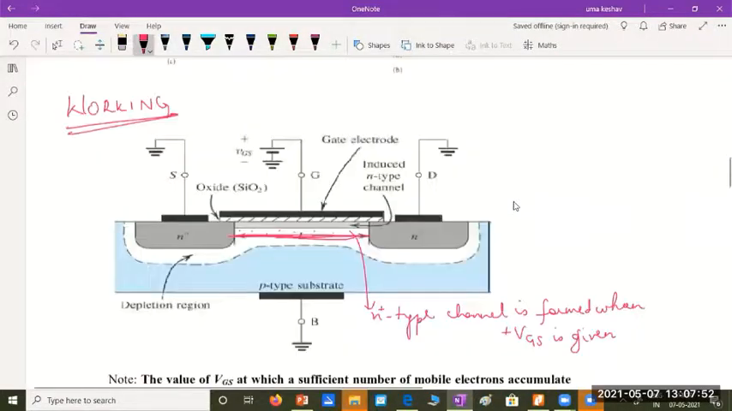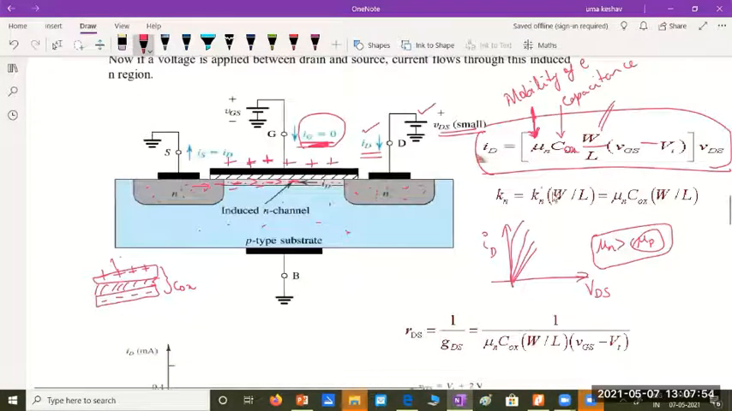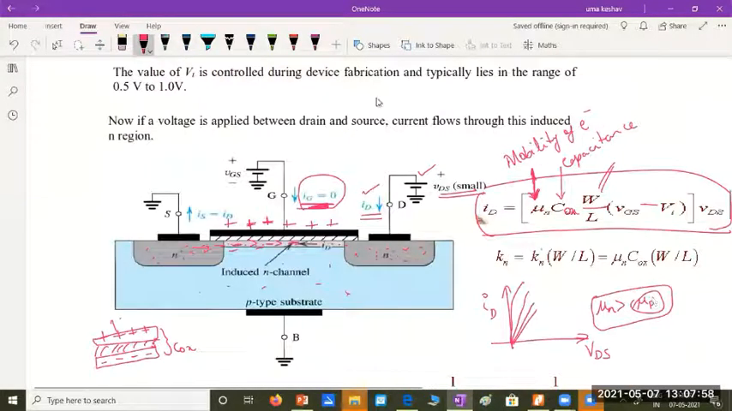That W by L ratio is known as the aspect ratio. Please remember, W by L ratio is called aspect ratio. Very important. It varies from device to device depending on the construction. So for one batch of construction, we try to keep a constant W by L ratio. And VGS is the given gate source voltage here.